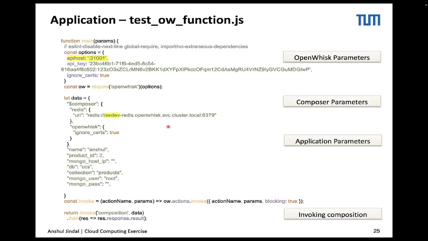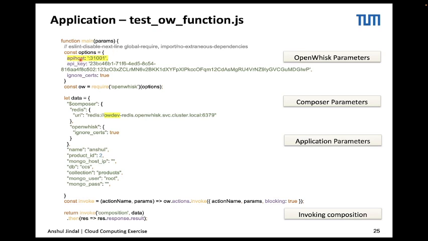The other function which I mentioned briefly, the test OpenWhisk function, is not required for the exercise, but it is for you to test your deployment. Once you deploy your whole application on OpenWhisk itself, you know that there are a lot of parameters which need to be sent. So I created this test OpenWhisk function for you to use to test your application, whether it is working or not.